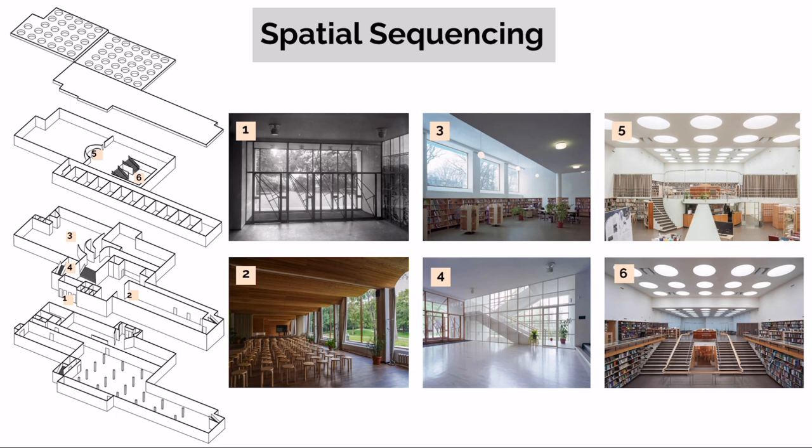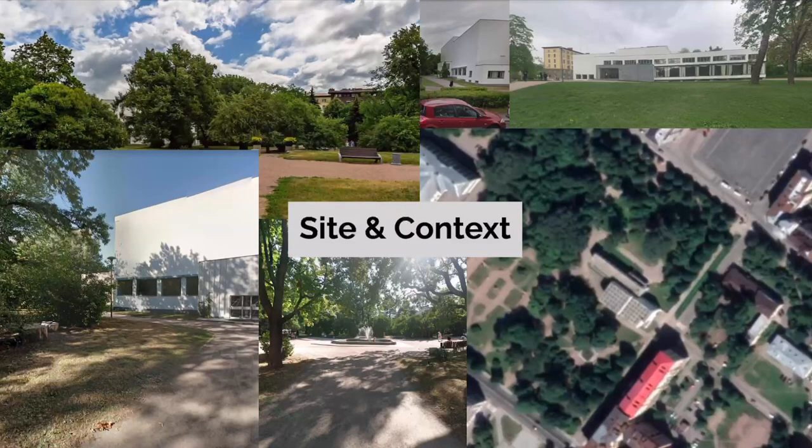The library is located in the central park of Vyborg, Russia. Vyborg was once called Viipuri and was part of Finland prior to World War II. The library has three entrances, with its main one on the north facade that is directly accessible from the main street that runs parallel to the surrounding parks. The other two entrances are on the east and south.